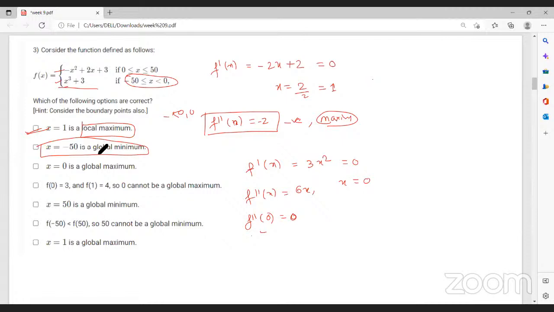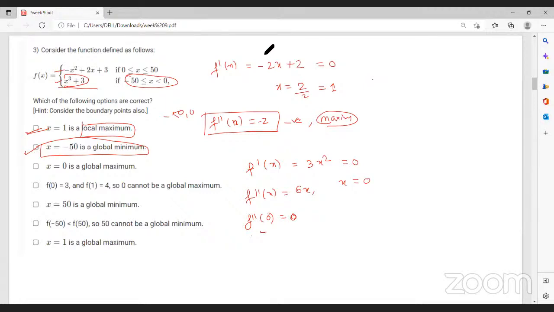We have to put that minus 50. Yes, so we'll get minus 300 if I put minus 50. It will be a large negative number, right? In the function, we have to put... Yes, so I will get 50, it's true, sir. 125 plus 3. Sir, it will be negative. This is the second portion. Second option, minus 50 is a global minimum.